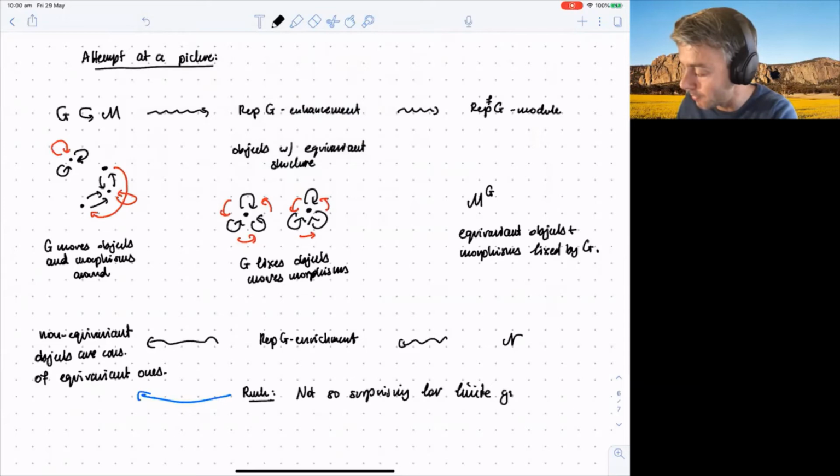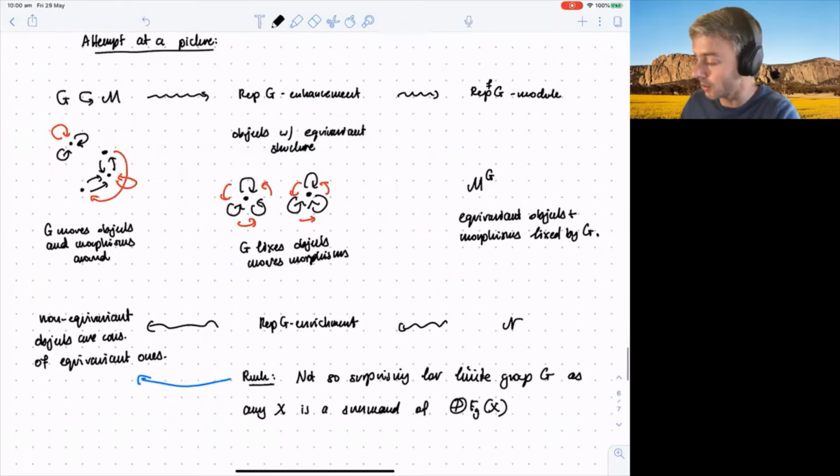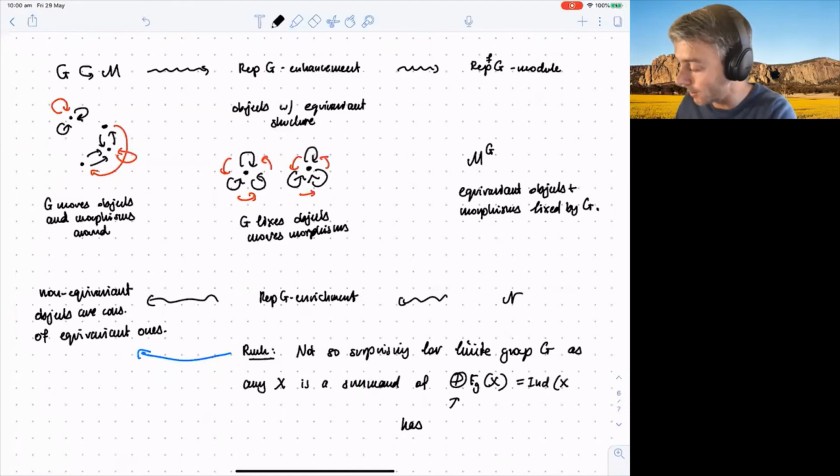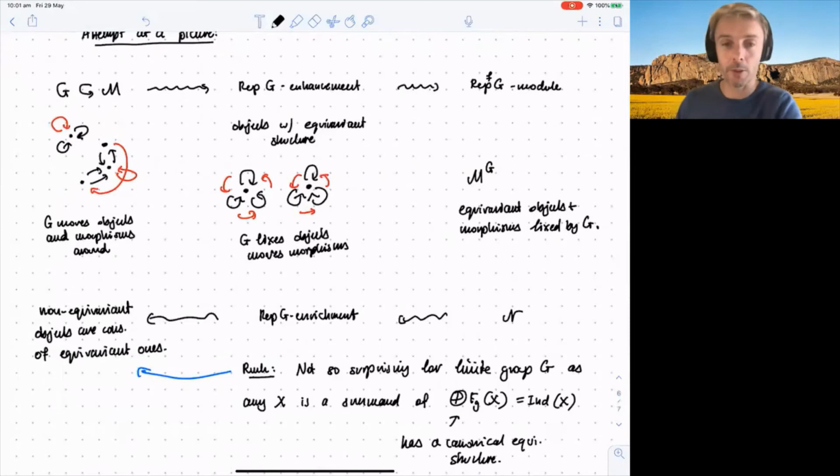As any X is a summand of the direct sum of FG of X, and this is called the induction functor of X, and this has a canonical equivariant structure. Okay. So I hope that this picture kind of helps understand how to go back and how to think about this.